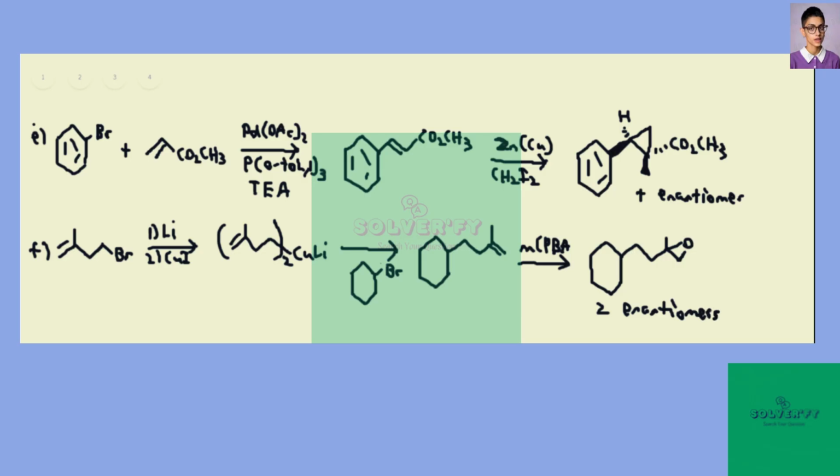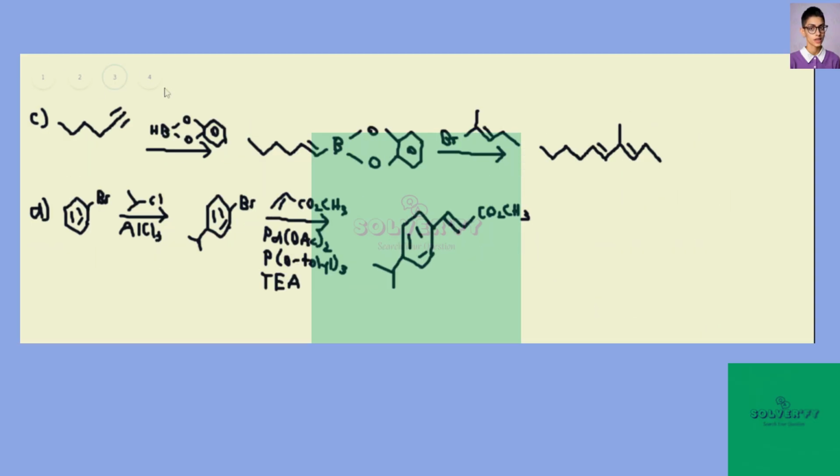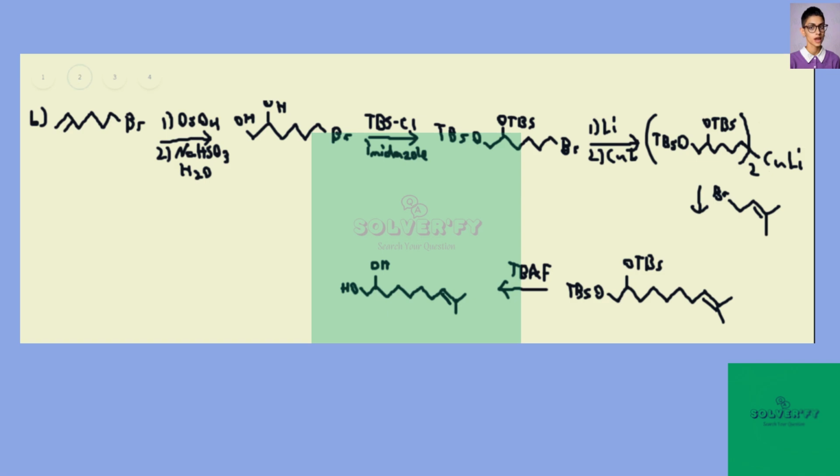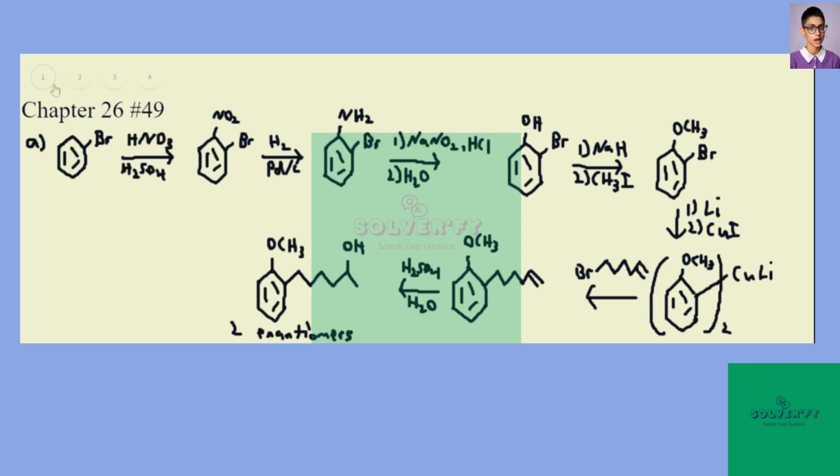Okay, so I do apologize for this being such a long video. These are 6 somewhat complex syntheses. So here on page 4 is E and F, page 3, C and D, and then B here on page 2, and A on page 1. And that's the answer to chapter 26, problem number 49.